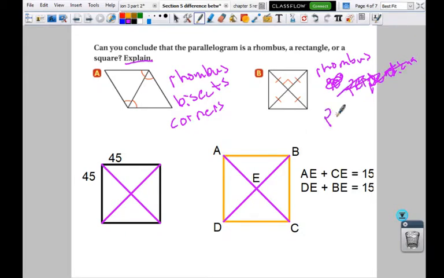I'm going to try this again. Perpendicular diagonals. But let's look at this again. What do I know about these little pieces on these diagonals? They equal each other? They're congruent, right? What shape has congruent diagonals? Rectangles, right? So it's also a rectangle because it has congruent diagonals.